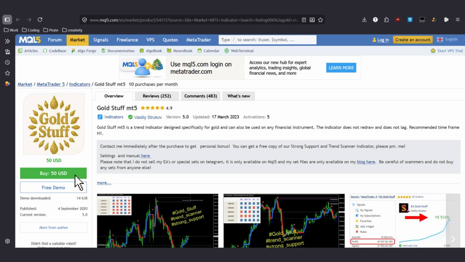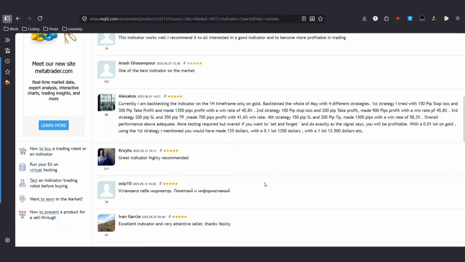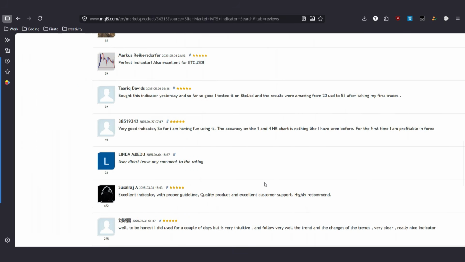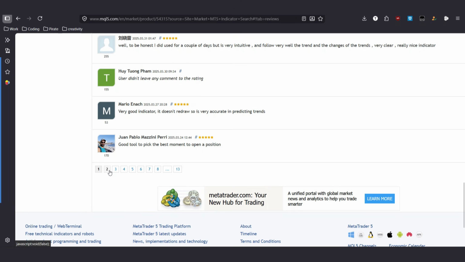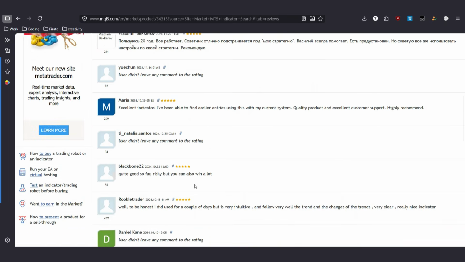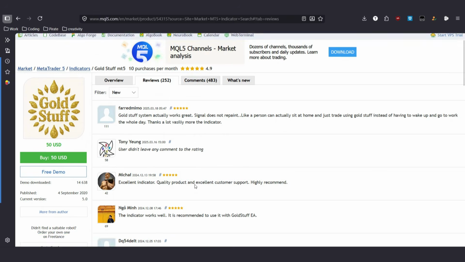For the price of a mediocre steak dinner, Vasily promises to give you the stuff, the gold stuff. Currently one of the most popular indicators on the MQL5 market. It has over 700 reviews. People are obsessed. I ignored this indicator for months. Thought it was too simple. Then I actually tested it on gold, and I had to make this video.